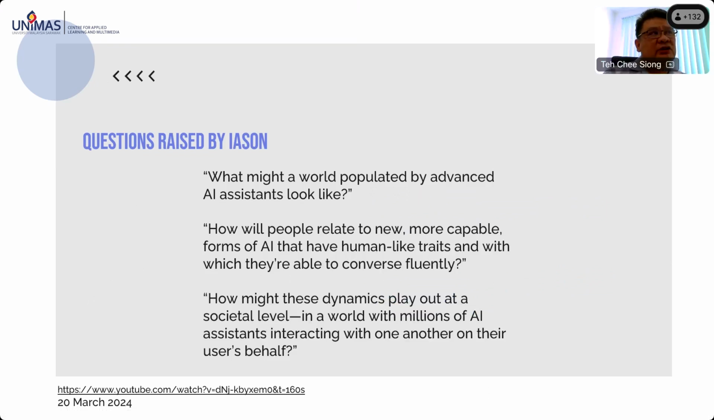So the question raised by him is, what might a world populated by advanced AI assistants look like? How will people relate to new, more capable forms of AI with human-like traits, which they are able to converse with fluently? I just want to mention that this is a point that is actually highlighted. And please, if you have time, go through this before we position ourselves, if you want to know more about what this AI stuff can do for us.